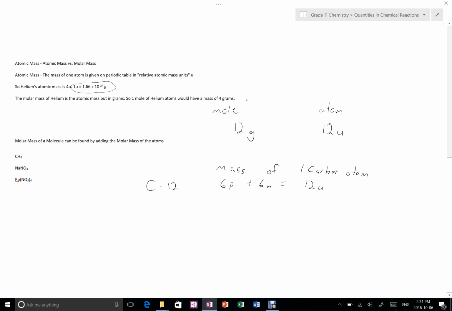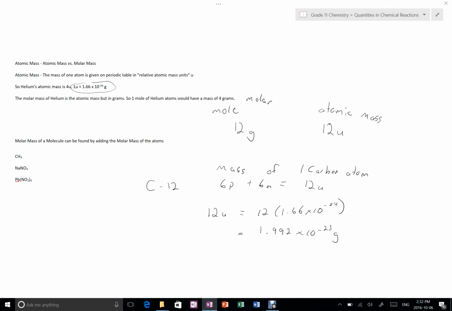So if we wanted the molar mass, it's 12 grams. If we want the atomic mass, it's 12U. What does that actually work out to be? Well, 12U is equal to 12 times 1.66 times 10 to the negative 24. And that is 1.992 times 10 to the negative 23. So 1 carbon atom has a mass of 1.992 times 10 to the negative 23 grams.